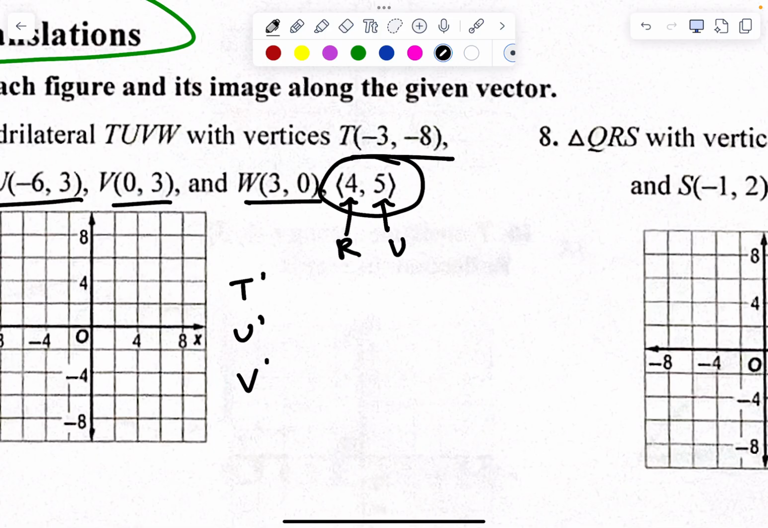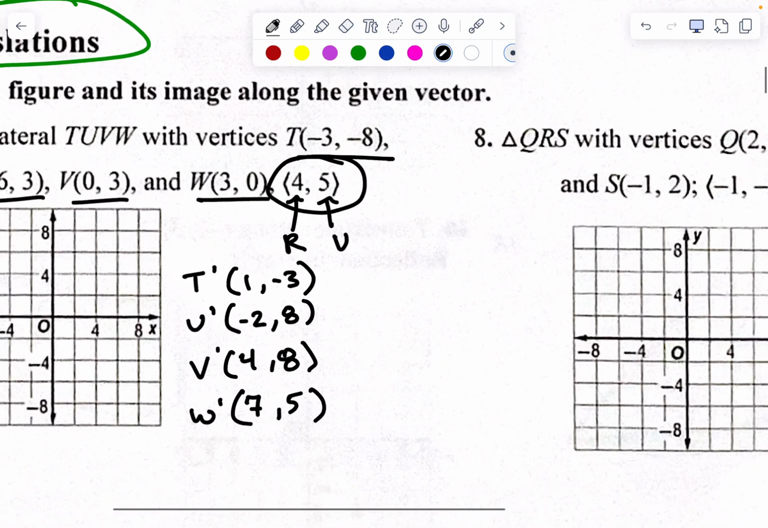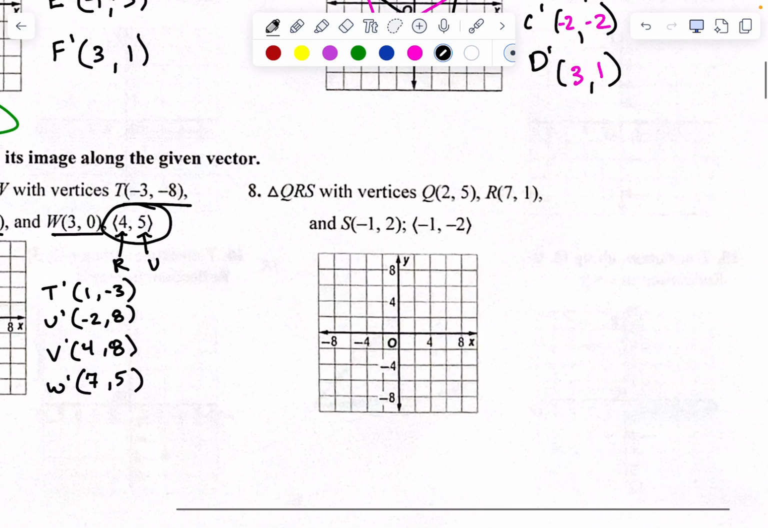T is 1, -3. I'll buy it. U is -2, 8. I'll buy it. V is 4, 8. I'll buy it. W is 7, 5. I'll buy it. How are you calculating that? I don't know.